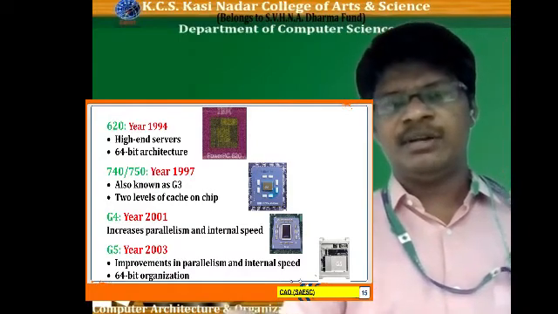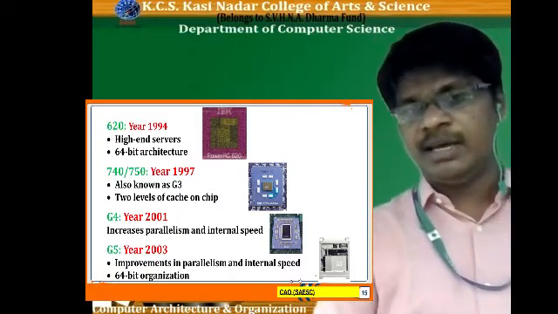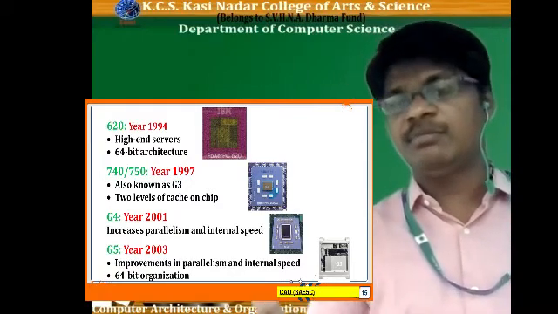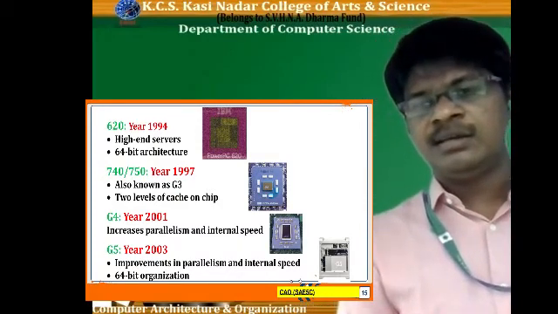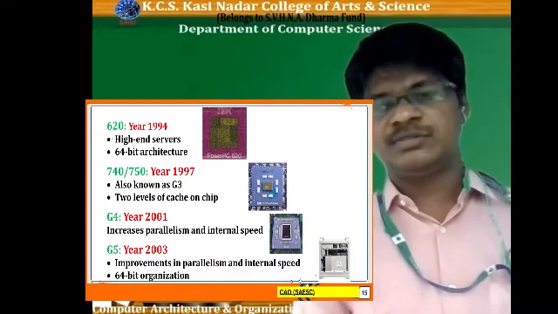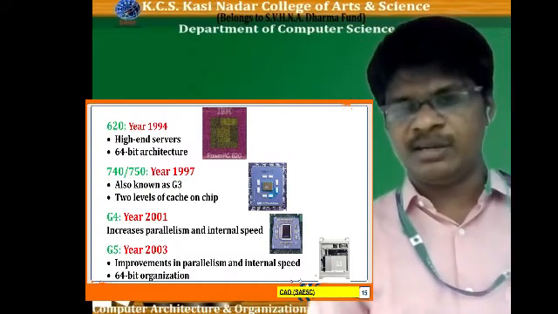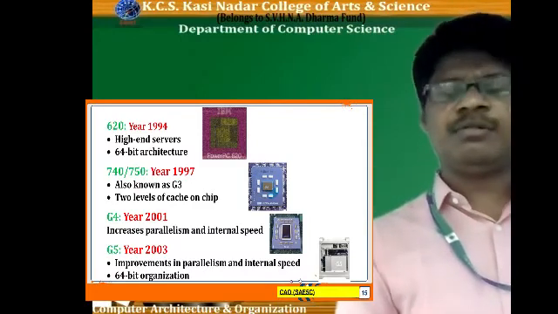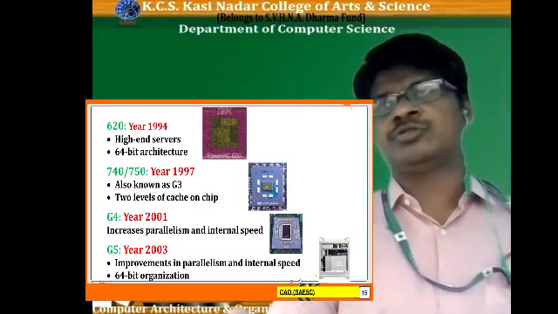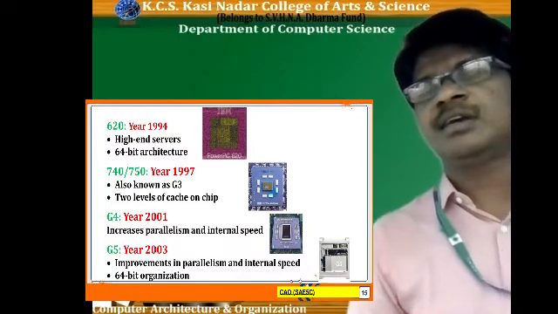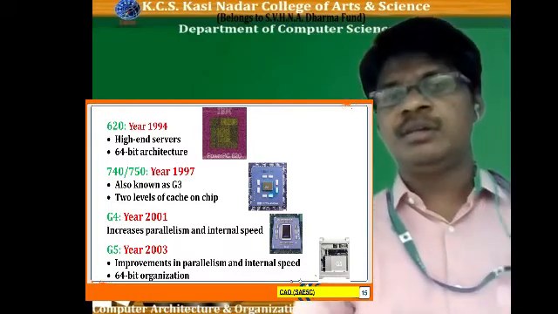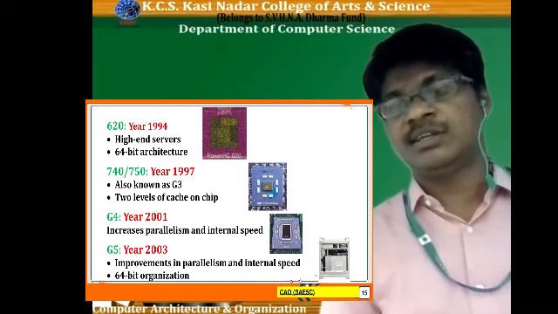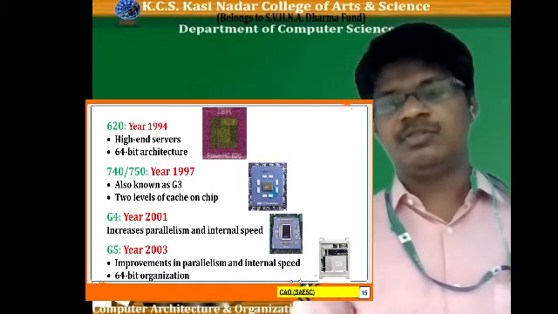And after the 740 or 750, from the year 2001, they named them G4 and G5, and the G5 supports the 64-bit architecture, a more powerful processor, because in 2000 to 2003 we had the coming age of the internet. We are in the age of the internet. Now the PowerPC is in its 10th generation.